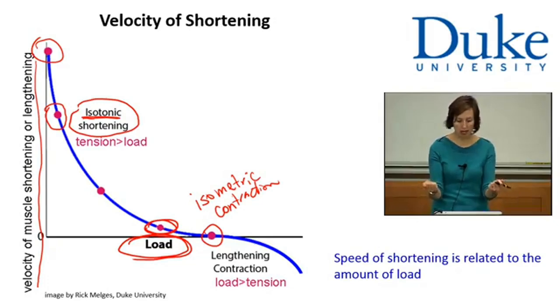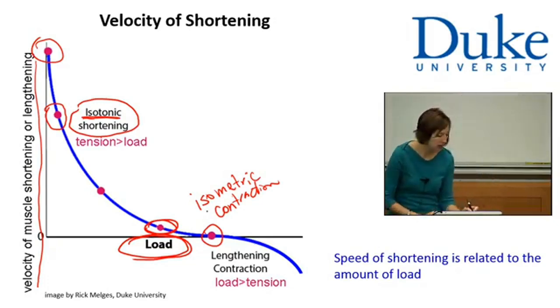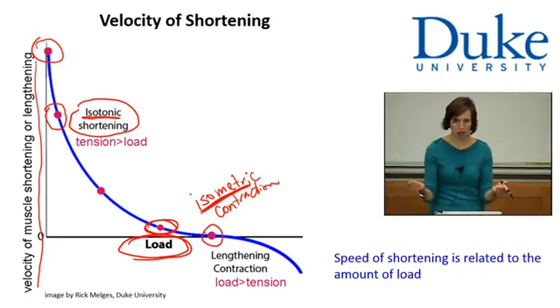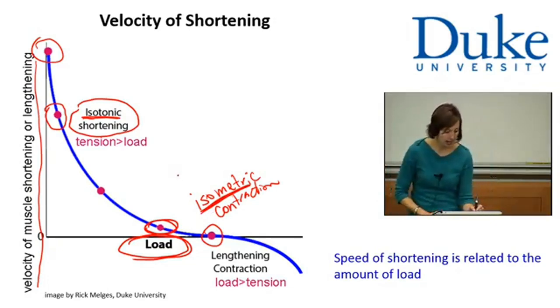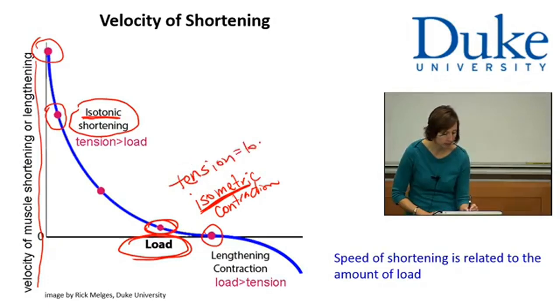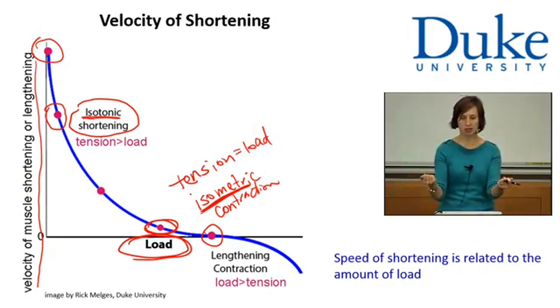So this would be an isometric contraction, meaning that we're making the tension equal the load, and the muscle is not getting shorter. It's staying the same length. So this would be an isometric contraction when you can't produce any more force, but you're able to still hold it up.